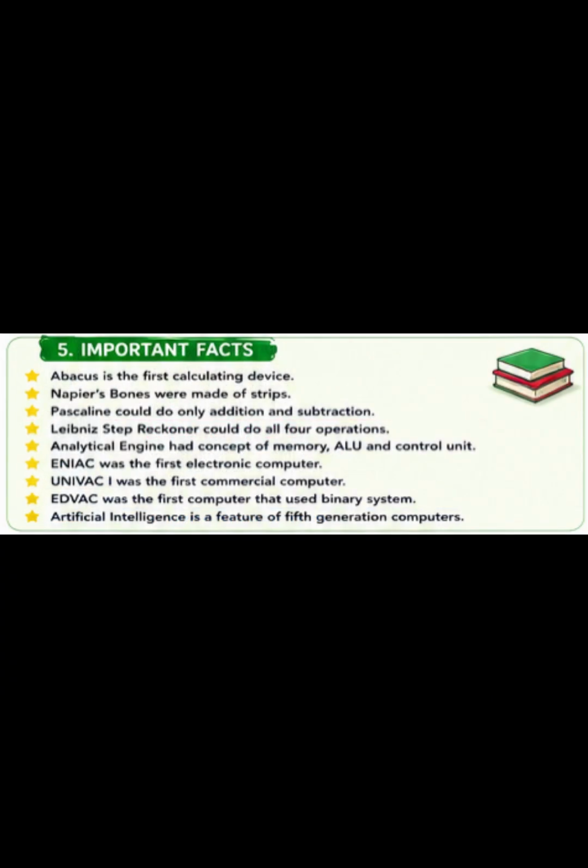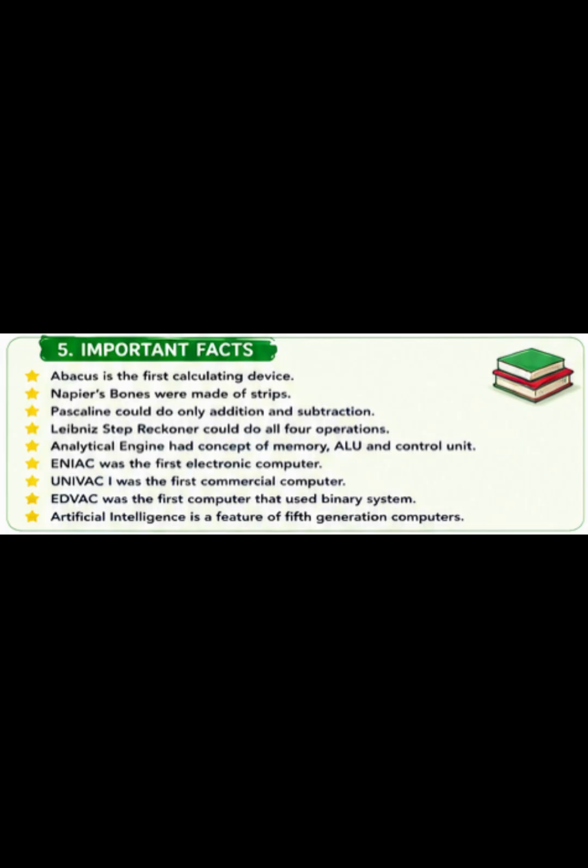Let's wrap up with Section 5, Important Facts and Quick Revision. Remember, the abacus was developed in China, and Pascaline could only add and subtract. The analytical engine was the first to use memory and control units. Did you know ENIAC was the very first electronic computer, while UNIVAC was the first commercial computer sold to businesses?